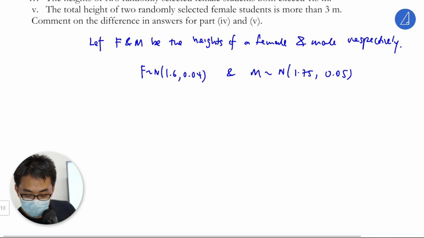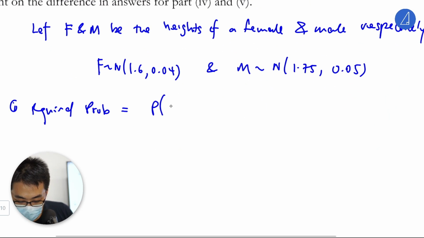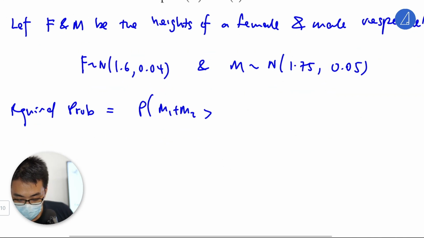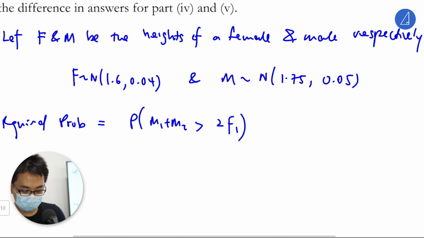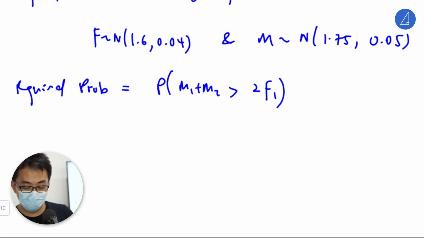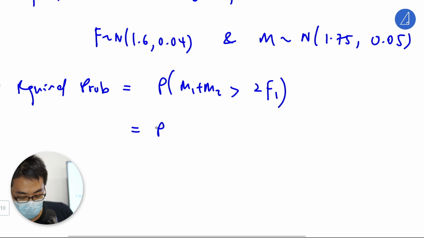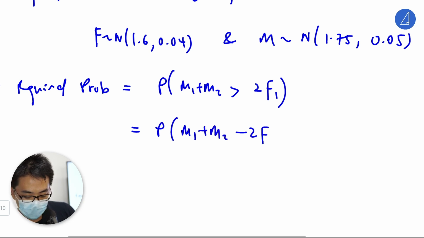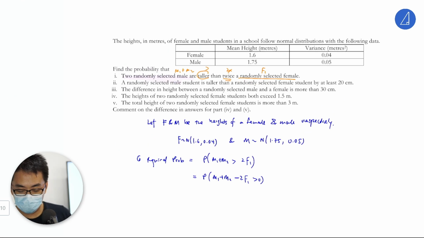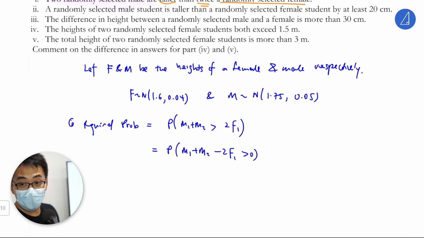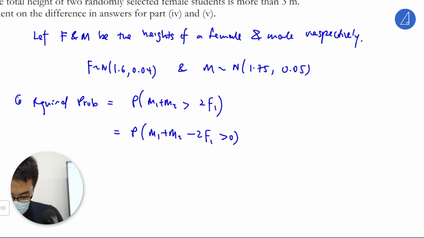The required probability is M1 plus M2 taller than 2F1. If you want to put F1, but you don't put a 2F1, it's also okay. So this is P of M1 plus M2 minus 2F against 0. Ta-da! Good job. Key in calculator, you should get the answer. You just M1.